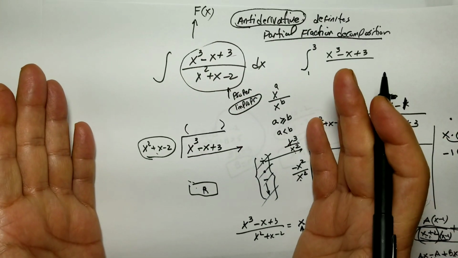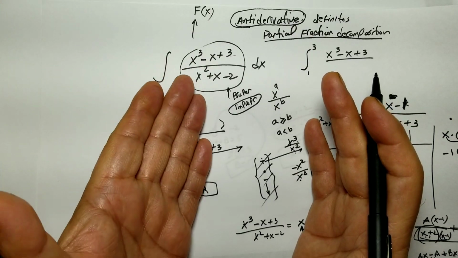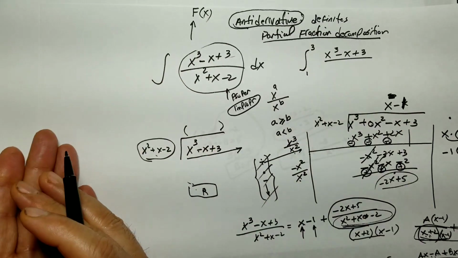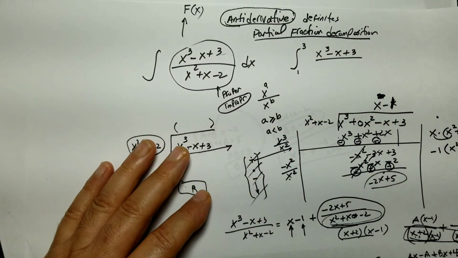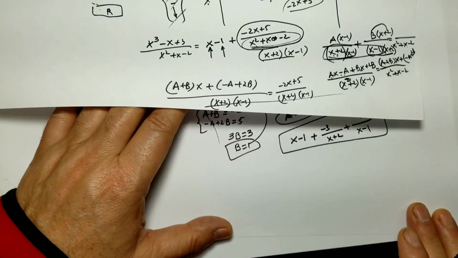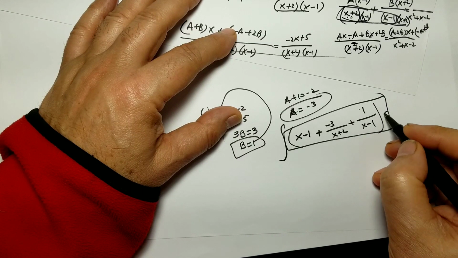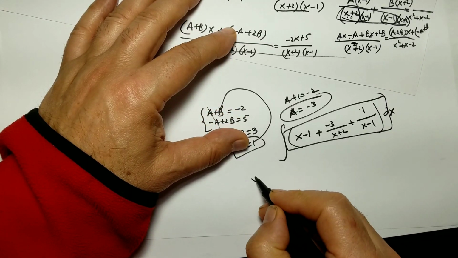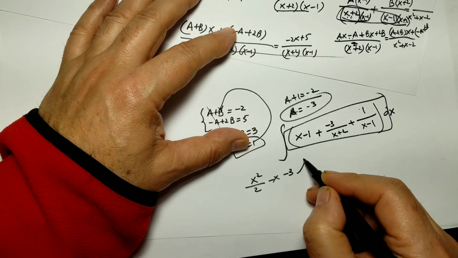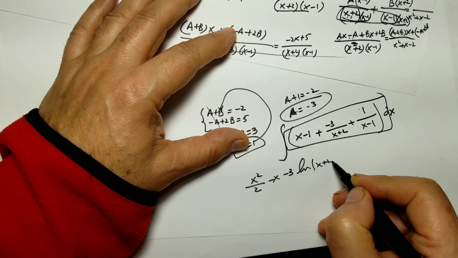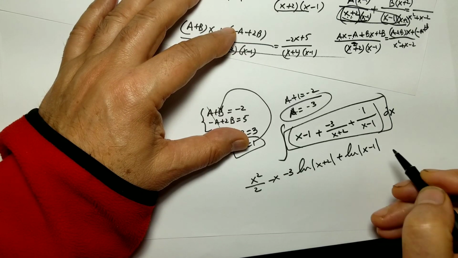It's just like factorization. Factorization helps you to find the roots very easily. If it can be factored, don't use the quadratic formula. With factorization, you can cut them in pieces and find the roots. Therefore, I cut this one in pieces, and I'm going to ask, what is the antiderivative of this one with respect to x? It is x squared over 2 minus x minus 3 natural log of x plus 2, plus natural log of x minus 1.